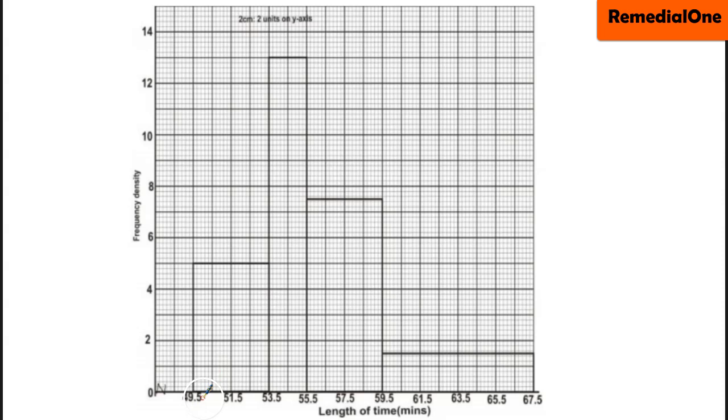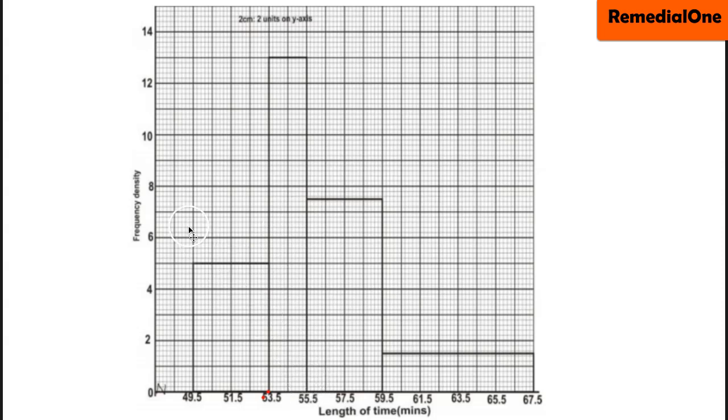So the first class boundary, the class size is 4, which means that we use 2 bars. So from 49.5 to 53.5, and the frequency density was 5. So this is 5. You draw your 5. Then the next one, the frequency density is 13 and the class size is 2. So this is 13. And for every class size of 2, you will use 1 bar. So that is our bar.